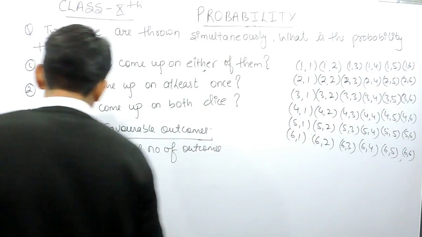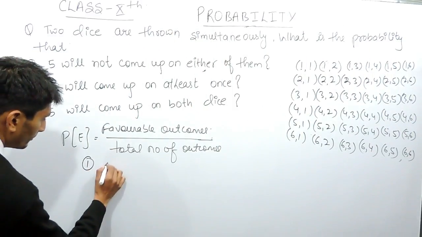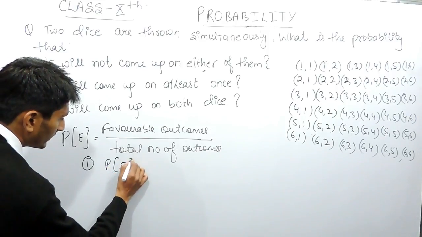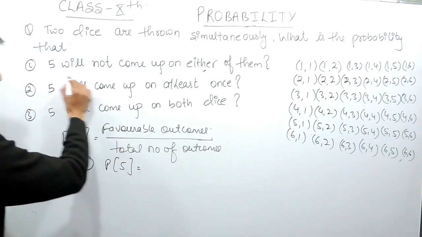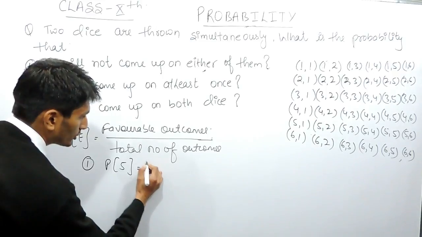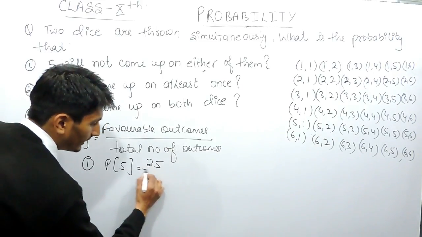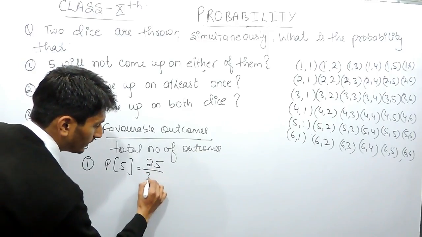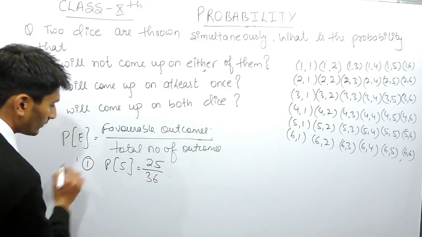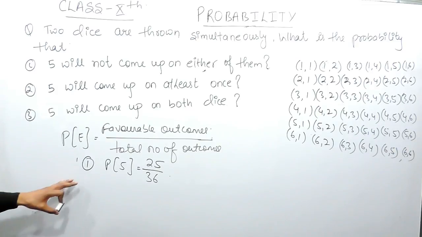So for the first case, the probability of 5 not coming on either of them will be equal to 25 upon 36, since the favorable outcomes are 25 and the total number of outcomes is 36. So this is the answer for the first case.